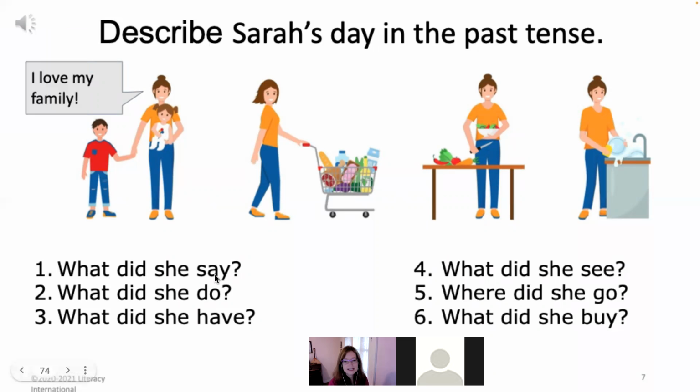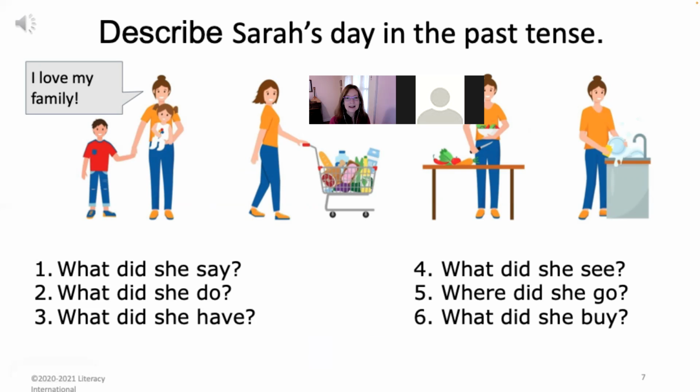So, what did she say? And then the student can respond, she said, I love my family. What did she do? She went shopping. What did she have? She had food in her shopping cart. So they can start to make sentences about that and then start talking about their own day using those same past tense verbs.